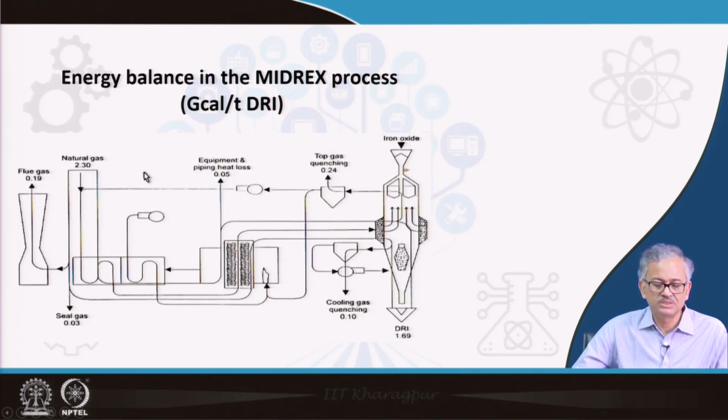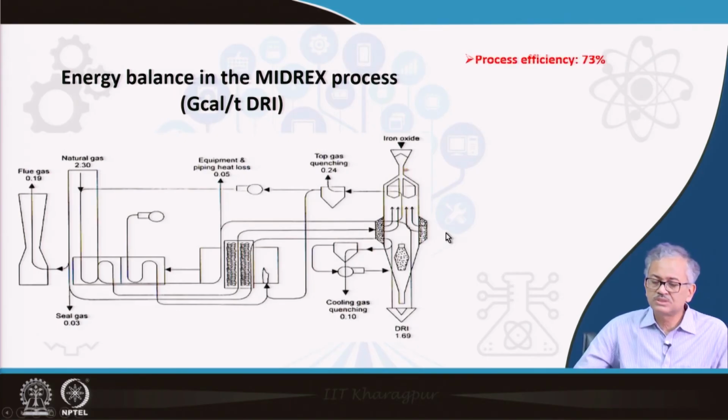like top gas quenching, equipment and piping heat loss, and the cooling gas quenching heat loss, seal gas 0.03 and the flue gas 0.19, and otherwise out of 2.3 gigacalorie you are getting 1.69 DRI energy, including the sensible heat of DRI.